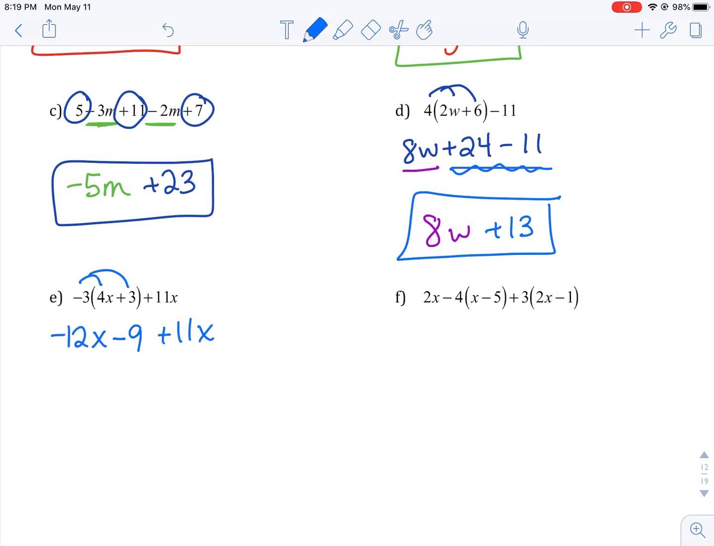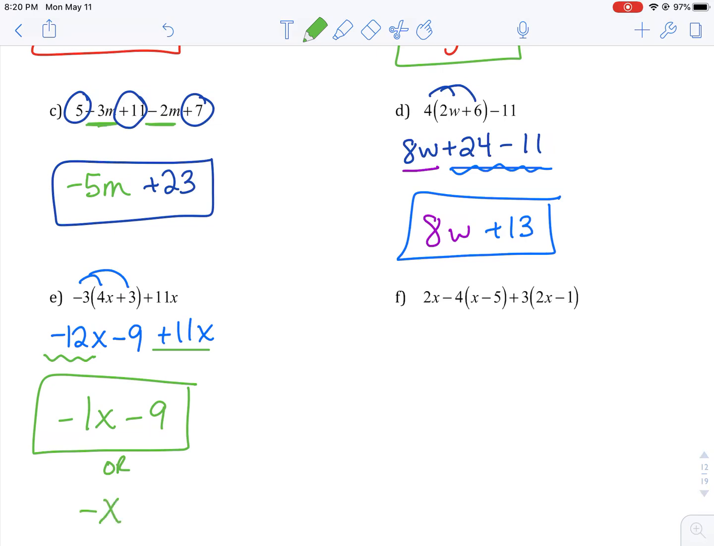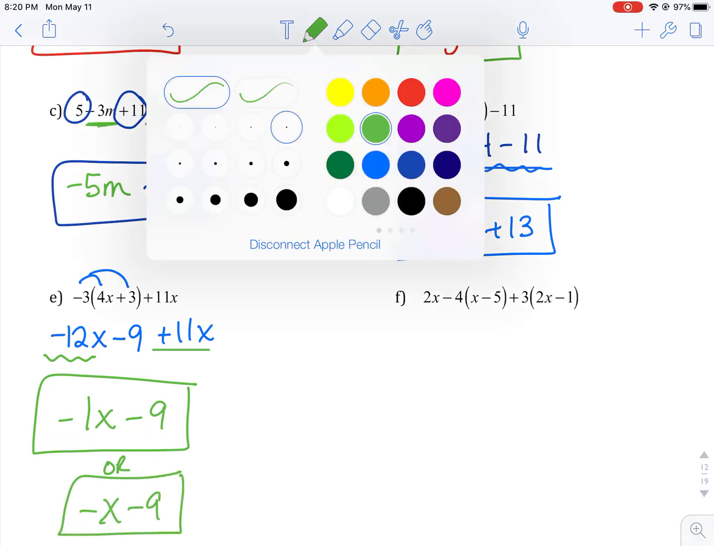And then +11x. So just like in the last problem, I've got to find my like terms. I've got a -12x and a +11x. So that gives me a -1x. And then I've got a -9 because there are no other like terms with that one. Okay, remember that I could also just call it -x minus 9. Either of those answers would be acceptable.